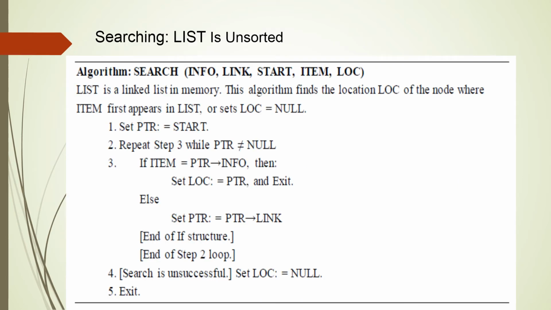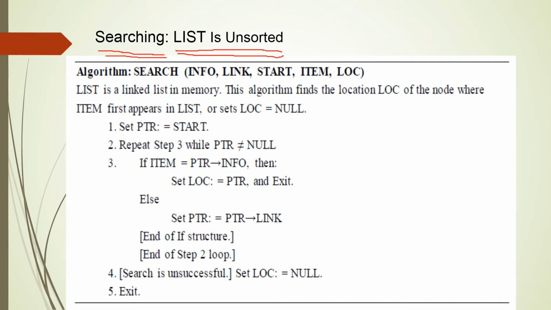Next operation that can be performed on a singly linked list is searching. So here we are searching for an element from the singly linked list. For this there are two different procedures. One is to search an element from a sorted linked list and the other is to search an element from an unsorted linked list. Searching an element from an unsorted linked list is somewhat different from searching from a sorted linked list.